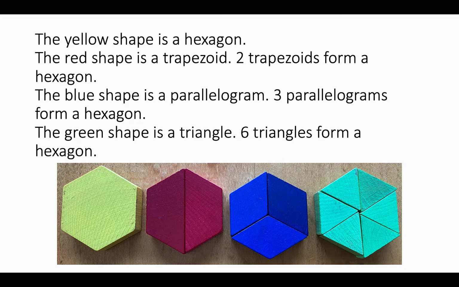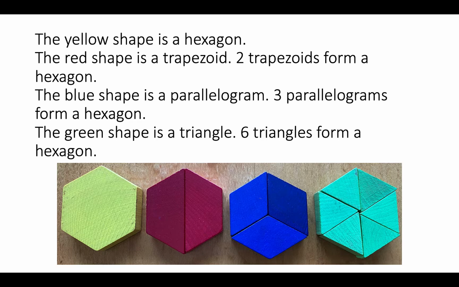The yellow shape is a hexagon, namely a six-sided polygon, specifically a regular hexagon. The red shape is a trapezoid, a quadrilateral with a pair of parallel sides. Two trapezoids form this hexagon. The blue shape is a parallelogram. It is a quadrilateral with two pairs of parallel sides. Three of these parallelograms will form the hexagon.